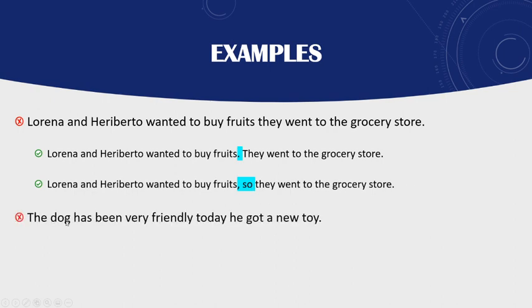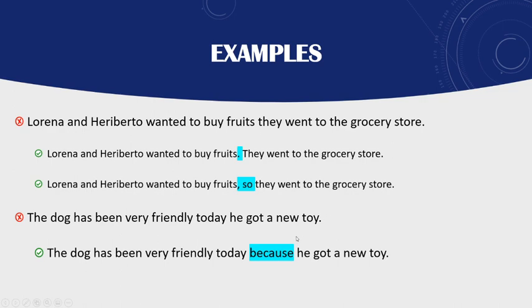Next, we have the example, the dog has been very friendly today. He got a new toy. How could we fix it? One option would be to add a subordinating conjunction such as because. The dog has been very friendly today because he got a new toy.